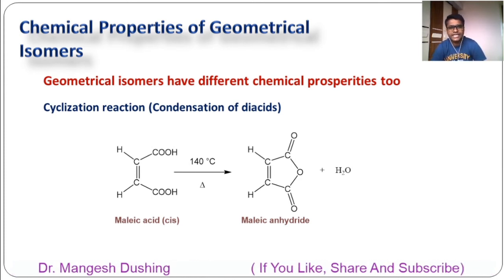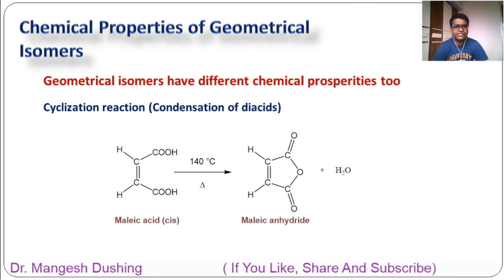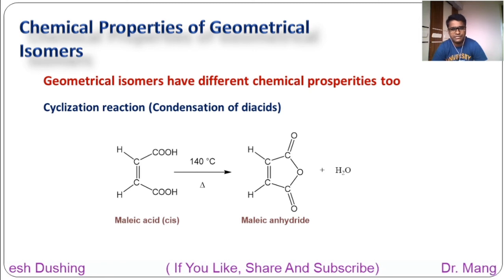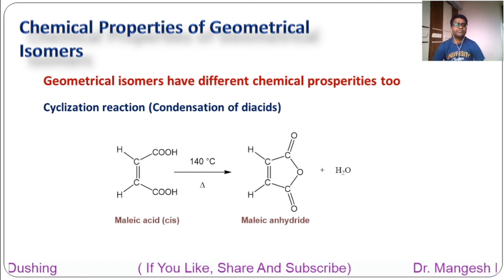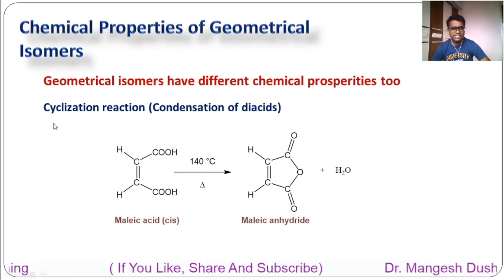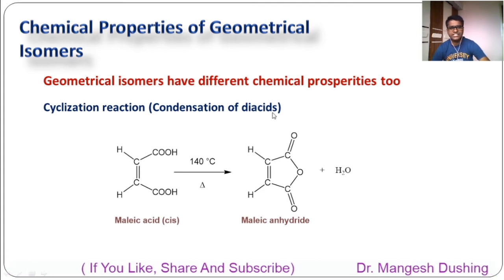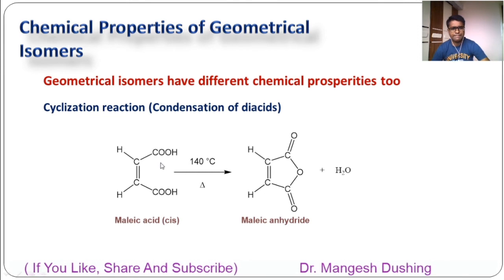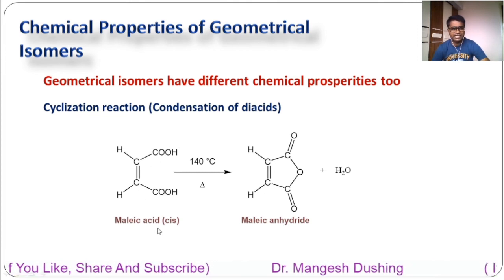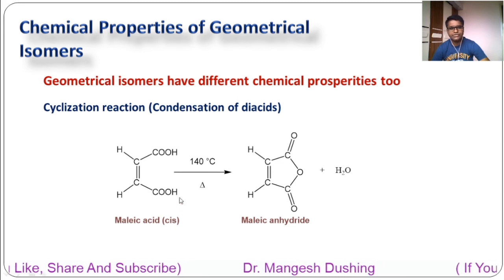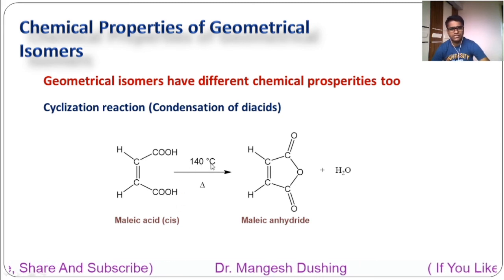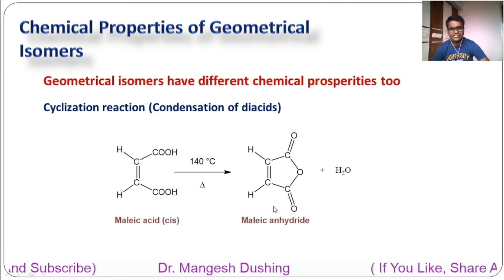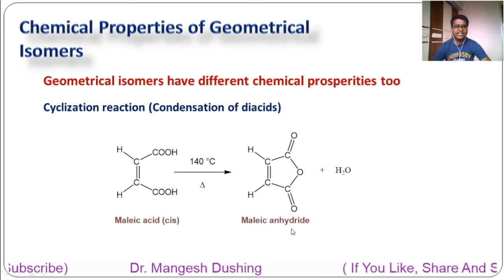Chemical properties mean their order of reactions, their type of reactions, how they react with the same reagents in the same conditions. See here. This is an example of cyclization reactions, that is, condensation of diacids. So this is a diacid. The name is maleic acid. Maleic acid is a cis isomer. If you heat this maleic acid at 140 degrees Celsius, it gets condensed and forms a cyclic compound called maleic anhydride.